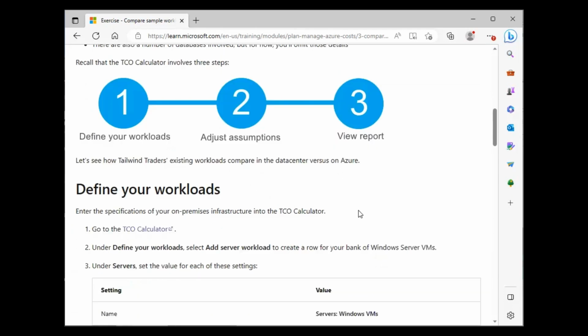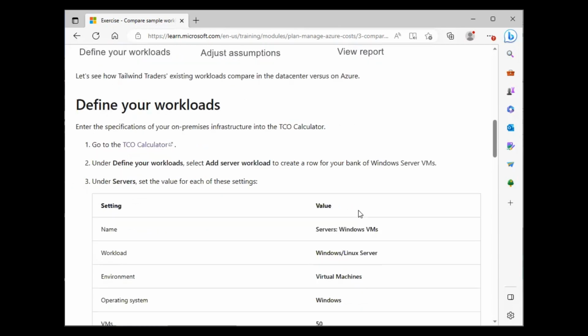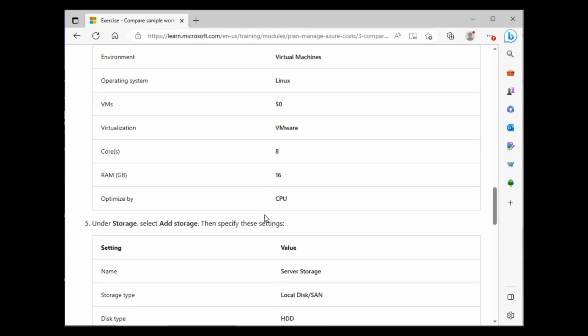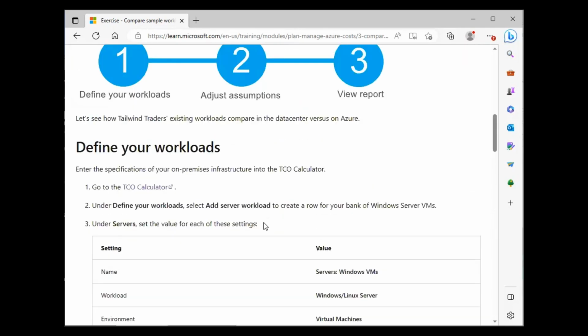Let's see how TableTrader's existing workloads compare in the data center versus on Azure. Define your workloads, the specification of your on-premises infrastructure, in the TCO calculator. Go to the TCO calculator.